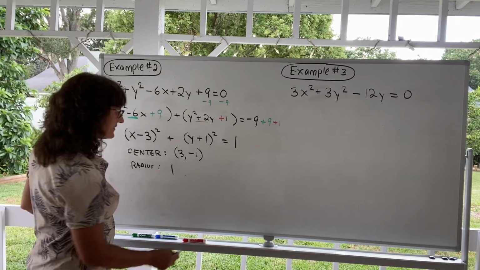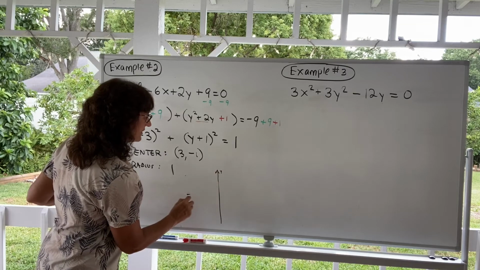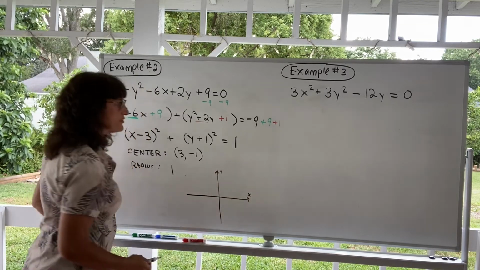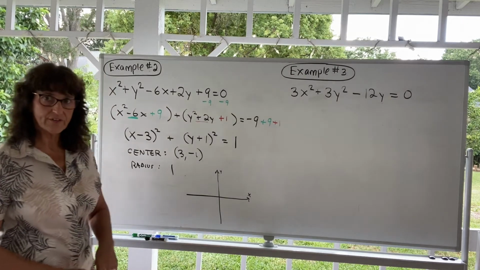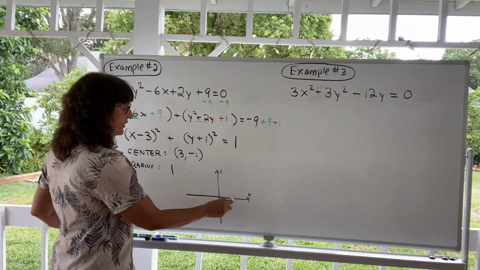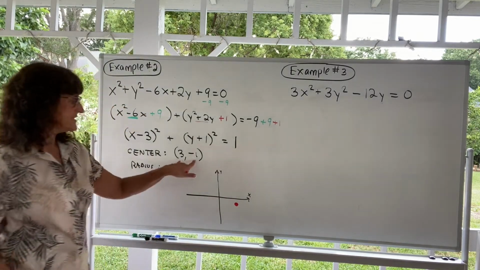Okay, and then let's go ahead and give this a sketch. Here's our y-axis and here's our x-axis. Let's give this circle a sketch. We want to start by plotting where the center goes. The center goes to the right 3 and down 1. This is where the center of the circle is. To the right 3 and down 1.